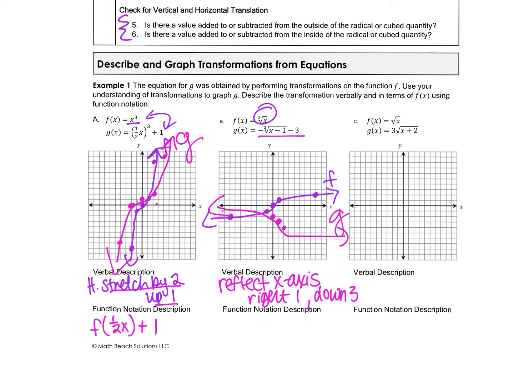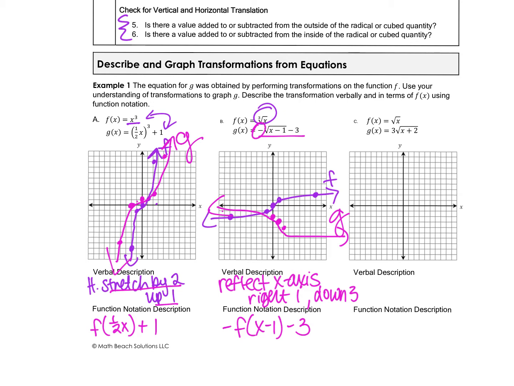So I want you to plot at least 3 points on these. So you need at least 3 points. Also, a great way to check your graph is a negative sign in front means it should be decreasing from left to right, and notice it is. So your function notation, we have a negative on the outside. We have f, which is our original function. We're going right 1, so in parentheses we need x minus 1, and then the down 3, minus 3. So that's your function notation description.